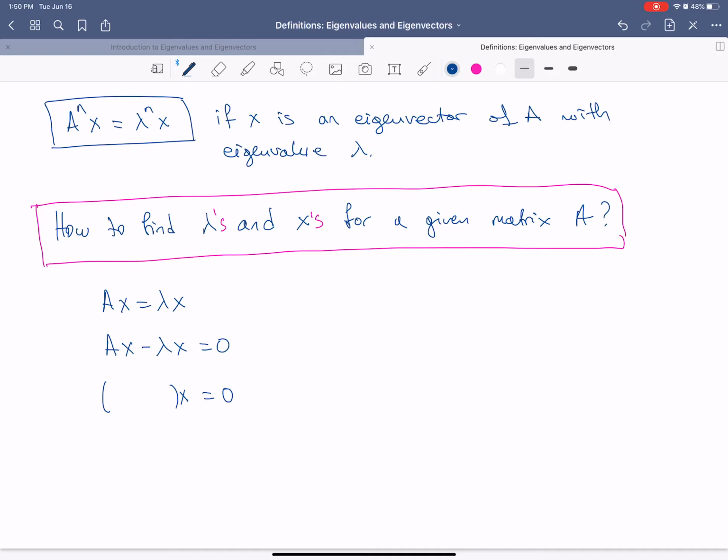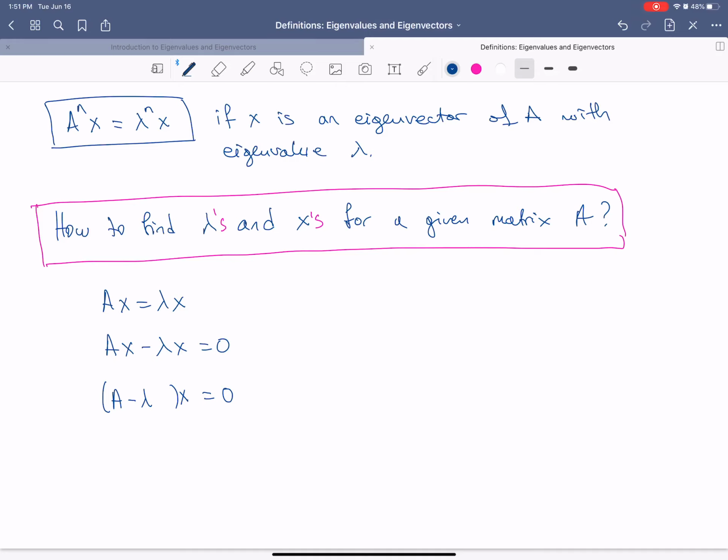The question is, what do we have in the parentheses? Well, it's very clear that we have an A, and I know many of you will want to just write A minus lambda here, but that would be wrong. And the reason is that lambda is a number while A is a matrix.